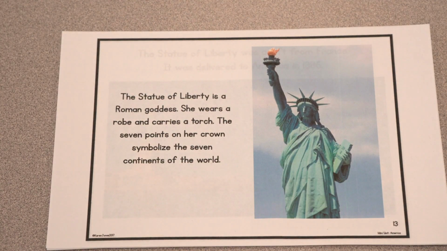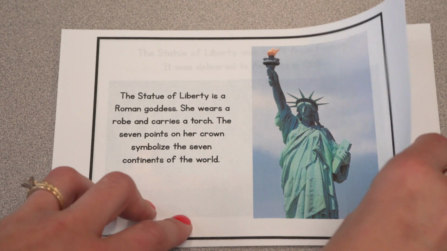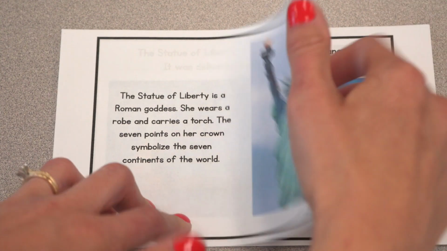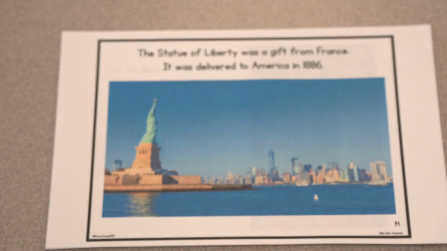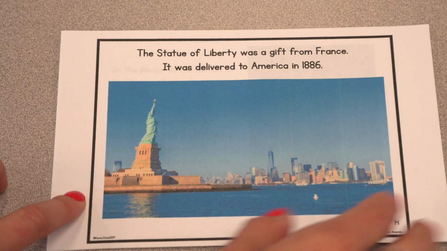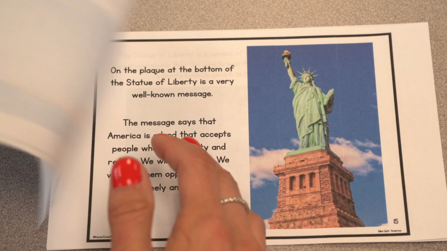The Statue of Liberty is a Roman goddess. She wears a robe and carries a torch. The 7 points on her crown symbolize the 7 continents of the world. The Statue of Liberty was a gift from France. It was delivered to America in 1886.